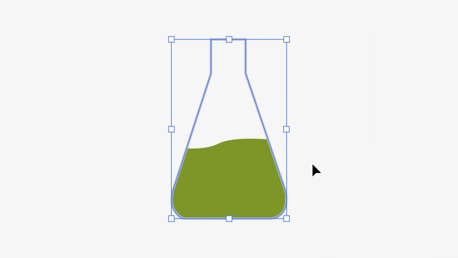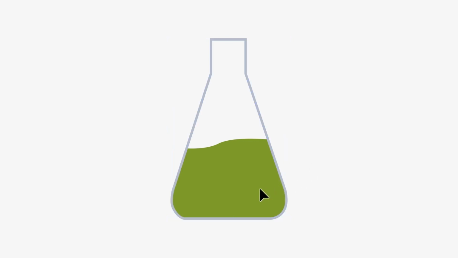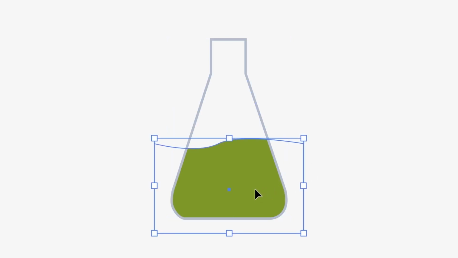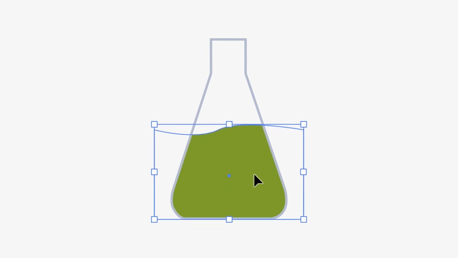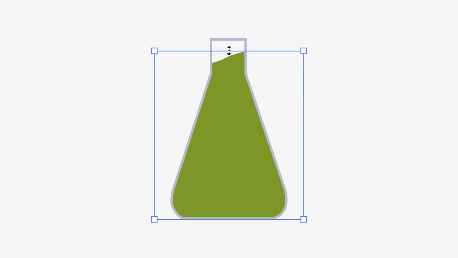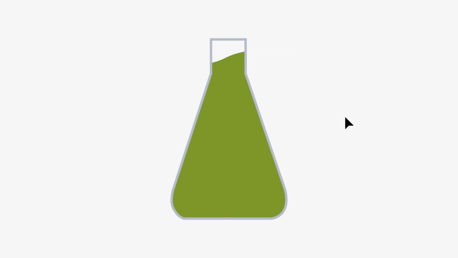Now suppose we need the liquid to fill more of the beaker. Well, because the mask is simply hiding part of the green liquid, we can double click and drag to expose more. Now, what if you want the liquid to fill even more? You can edit the green liquid shape to make that happen. To stop editing, you can press the escape key to exit this isolation mode.